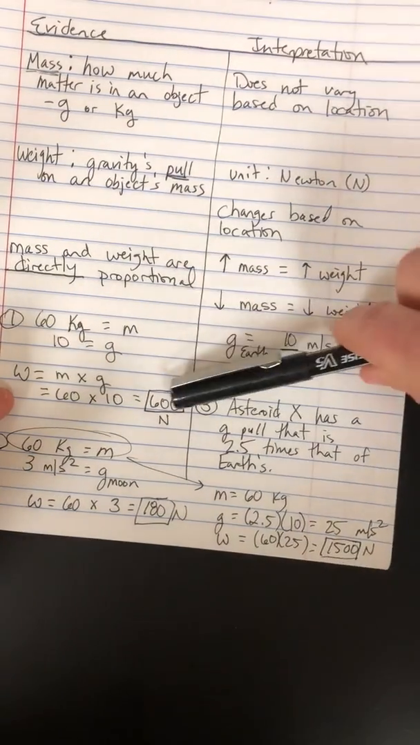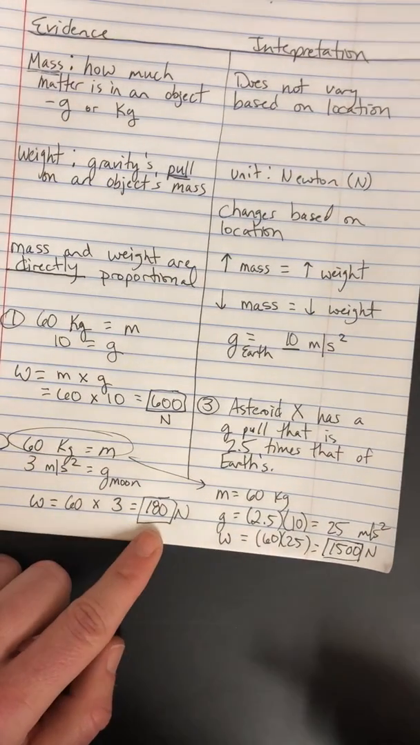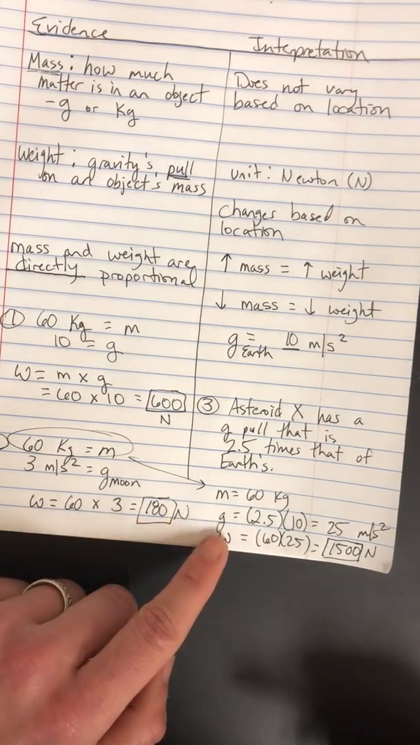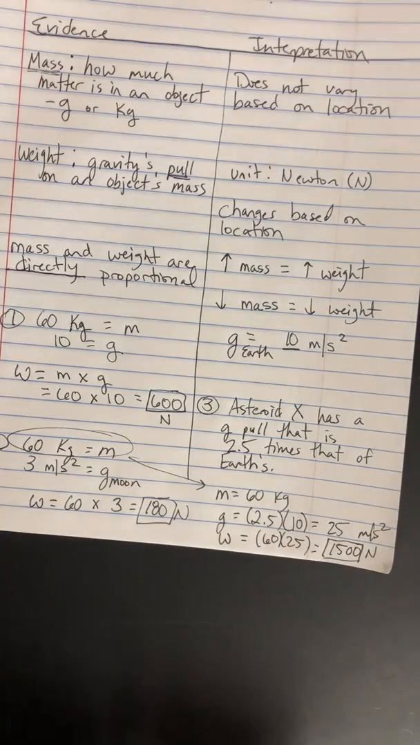So Lily on Earth, 600. We go somewhere smaller, her weight is now 180. We go somewhere bigger, her weight gets bigger.